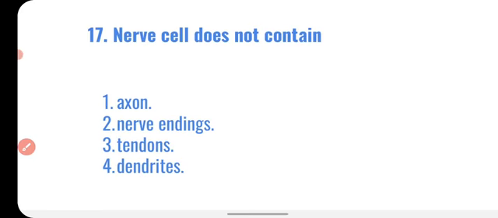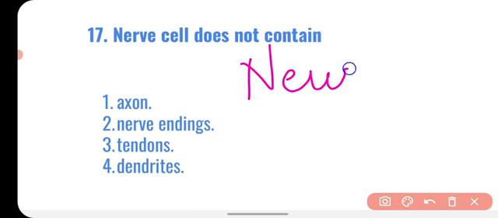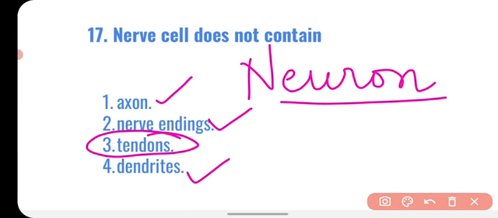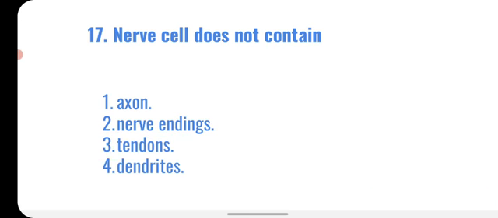Question number 7. Nerve cell does not contain. So the nerve cell, also called a neuron, is the functional and structural unit of nervous tissue. So the parts of a neuron you have studied in the chapter, it consists of axon, nerve endings and dendrites. It doesn't have tendon. Tendon is a type of connective tissue. So the correct option is tendon. It is not a part of the nerve cell.